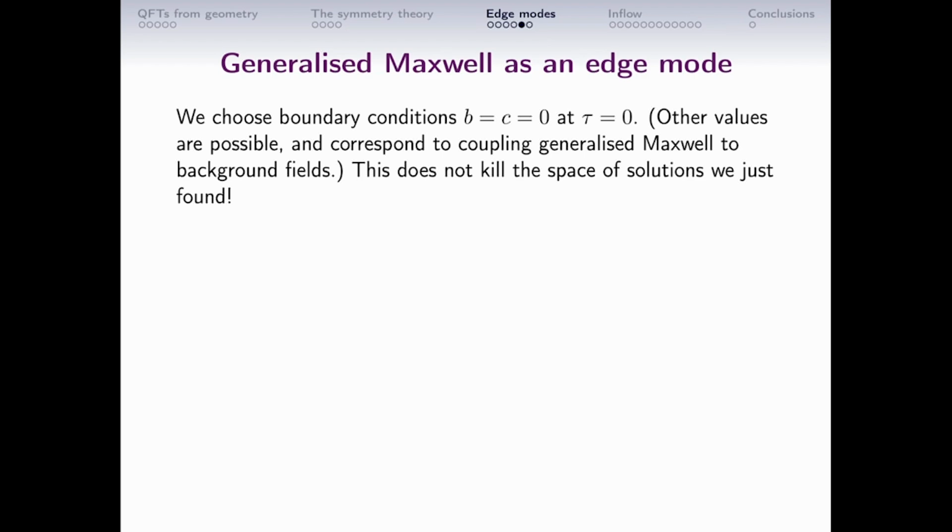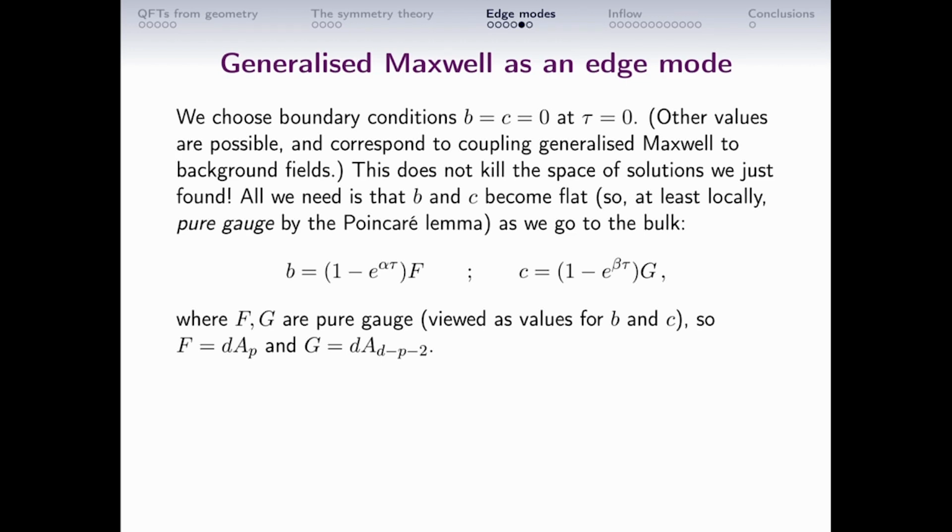All right, so this is not the only boundary condition that you can put. You can put any constant here, the usual thing, right? You can turn on backgrounds and so on, but for the point I want to make, 0 is good enough. And interestingly, putting this boundary condition does not kill the ansatz that I just explained, because in the bulk, all you need is that B and C become flat. And flat, if you don't worry too much about topology at this stage, means that it's pure gauge. So as you go to the bulk, a set of solutions that goes to 0 at the boundary and becomes pure gauge in the bulk looks like this, where F and G are pure gauge.